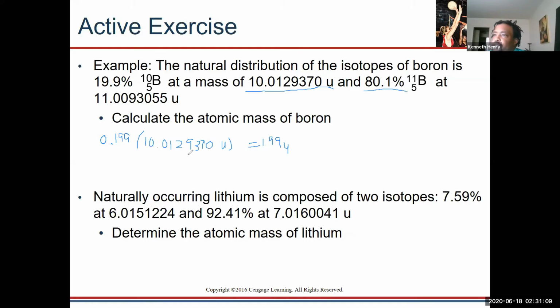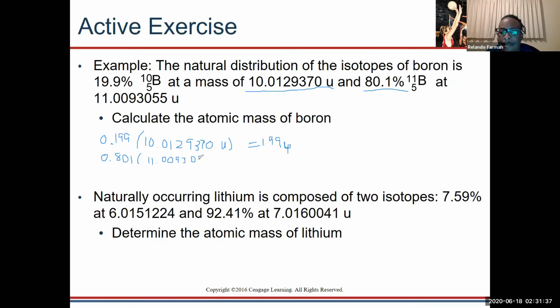Okay, and then how are we going to use this? You have to get the decimal. 0.801 times 11.0093055 U. And that's going to be 3 sig figs too, so it's going to be 8.82. What did you guys get? 8.82. Okay.